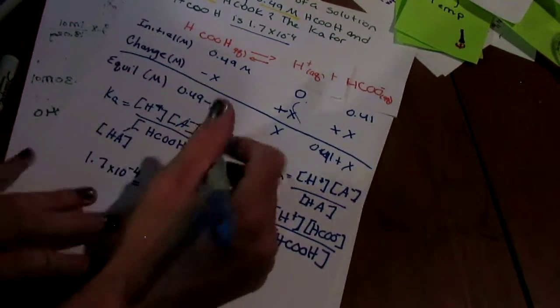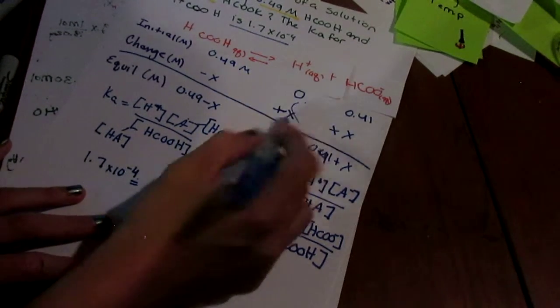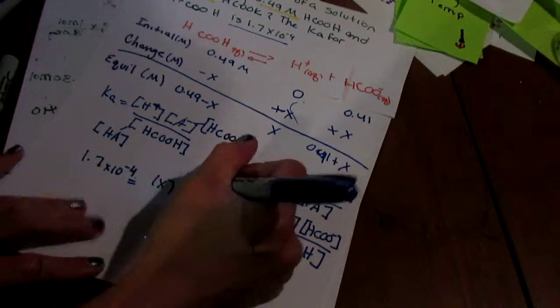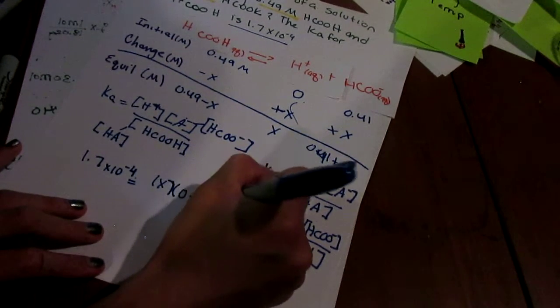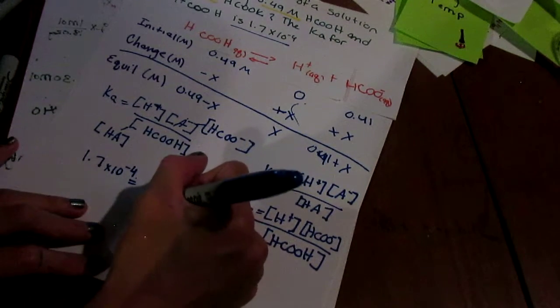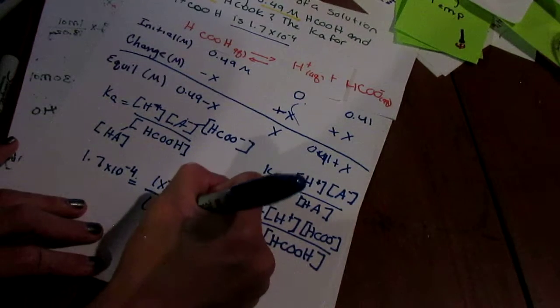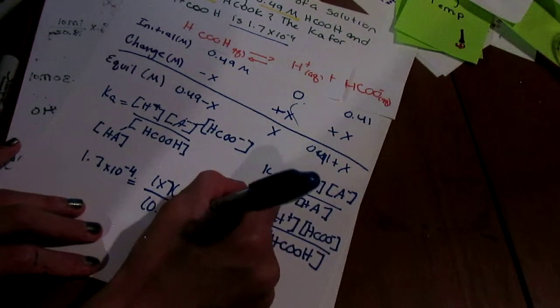And we have our x, because hydrogen is still denoted by an x. And then we have our 0.41 plus x, and it's all on top of 0.49 minus x.